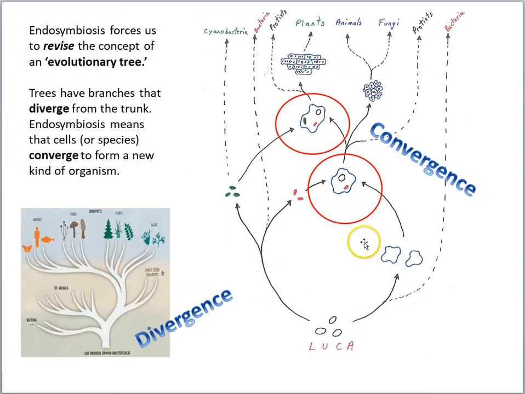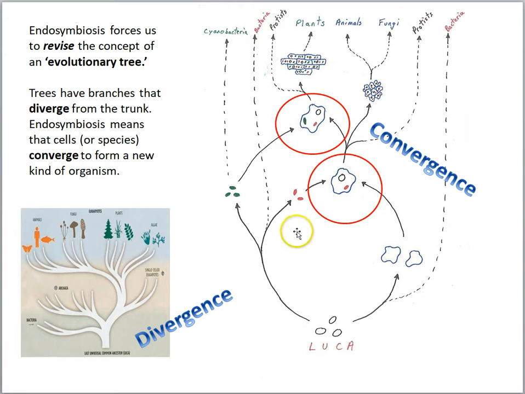Now, it should be noted that what endosymbiosis means is that we have to revise our tree notion of the history of life. So endosymbiosis forces us to revise the concept of the evolutionary tree. Now, trees have branches that diverge from the trunk, right? So if we start at the trunk, as you go up the trunk, the branches separate, they diverge. But endosymbiosis means that cells or species converge to form a new kind of organism. So this picture of all the branches diverging is not quite accurate.